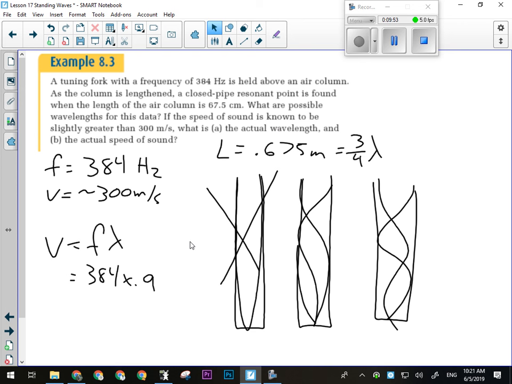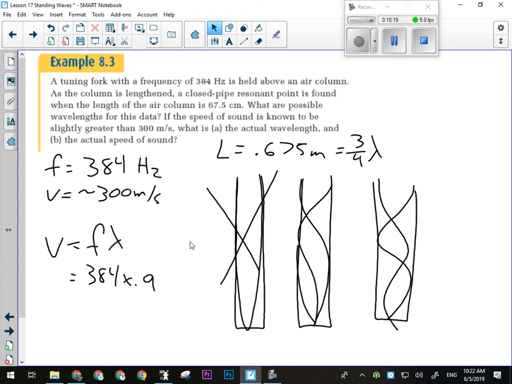So why did you divide it by 3? I didn't divide it by 3, I divided by 3/4. Basically I said 0.675 meters equals 3/4 times lambda, because it's 3/4 of a wavelength. Then I divided both sides by 3/4. It said the speed of sound was slightly greater than 300 meters per second.